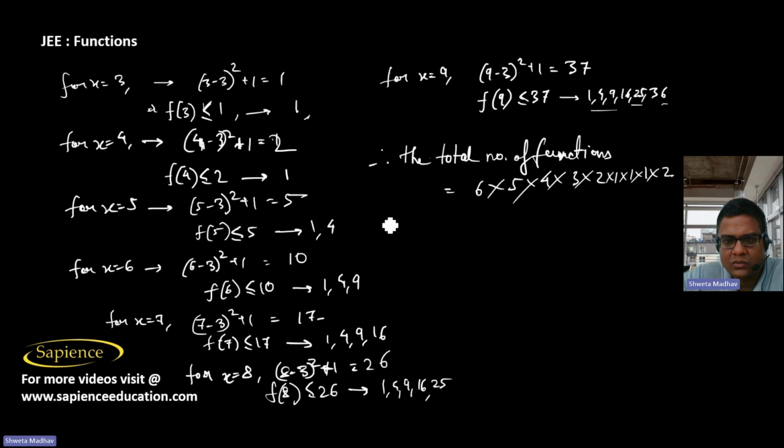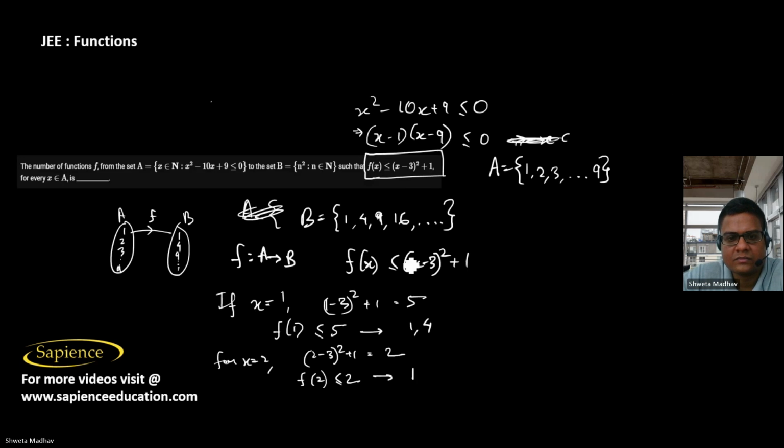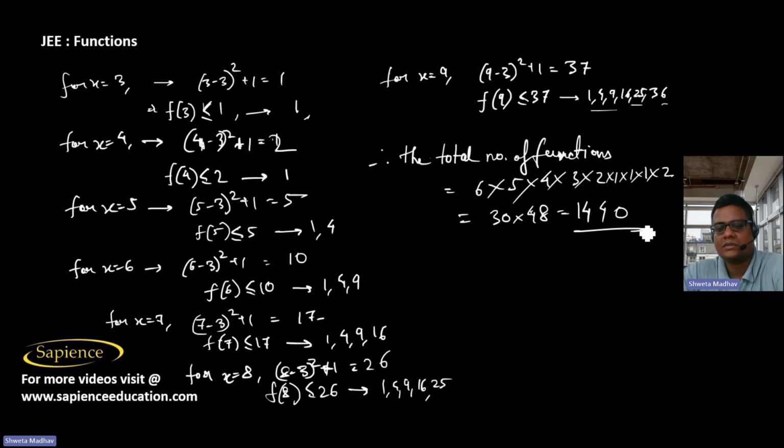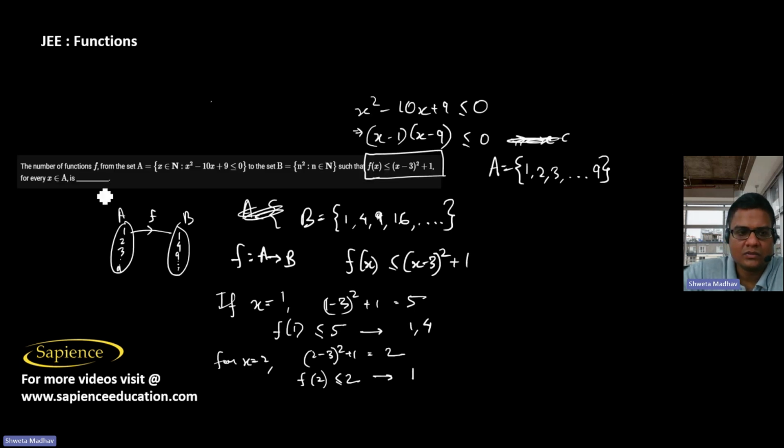Here 3, here 2, here 1, 1 and 2. Okay, so this will come 6 is a 30, 4 6 are 24, 24 into 2, 48. 6 4 are 24, 24 into 2, that is 48. So 3 8s are 24, so the 12, 1440. So there are 1440 functions from the set A to B.